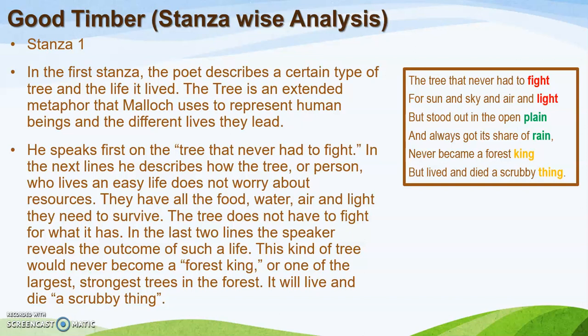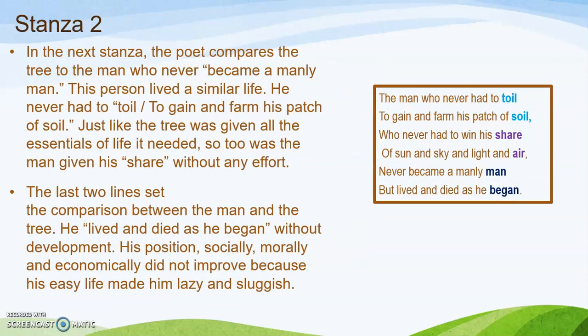So he realizes that the tree that has everything very easily is never going to grow to its full potential, or become one of the largest, strongest trees in the forest. It will live and die a scrubby thing. Scrubby is very ordinary, not good for timber. So he might have an easy life, but as far as the value is concerned, that tree would not be of great value. In stanza 2, the metaphor is going to continue. That is why it is called an extended metaphor. Extended means that it is not limited to one stanza. It is going to extend to the next and to the next and to the last stanza also.